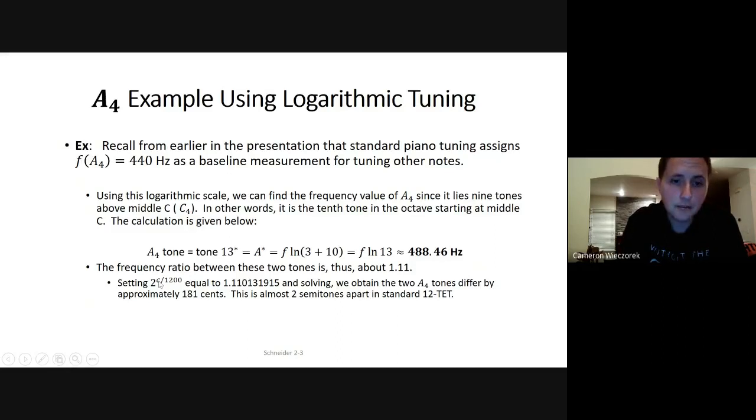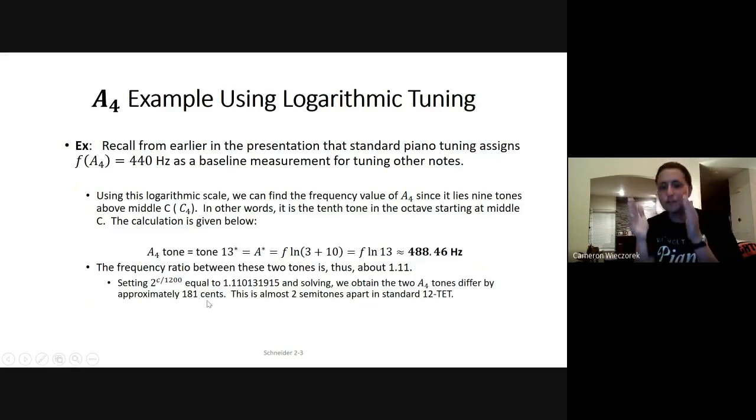Earlier we said that you can use this equation to look at frequency ratio. Let's see how many cents they actually differ by. 2 to the C over 1200, right? 1200 cents in the octave. Set it equal to 1.11. If we take the log base 2 of both sides and multiply by 1200, we would obtain that this C value, the number of cents the two tones differ by, is about 181 cents.